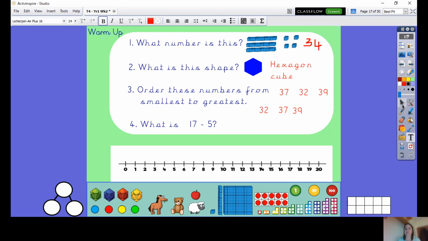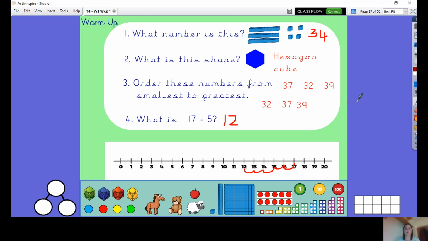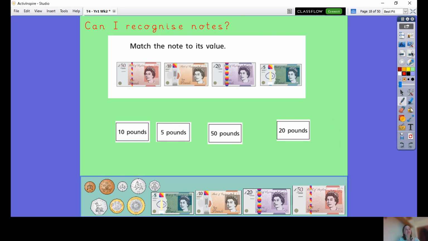And then looking here at 17 take away 5, I'm going to find 17, and I'm going to go underneath this time. So I'm going to take away 5. So I'm going to go 1, 2, 3, 4, 5. So 17 take away 5 is 12. And well done if you got those right. Okay, so let's move on.